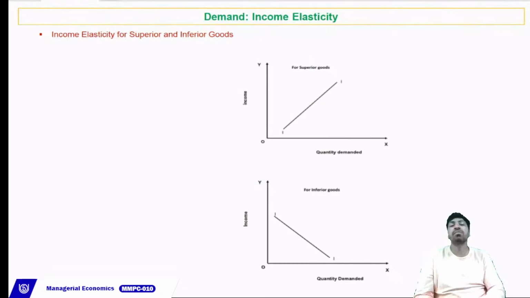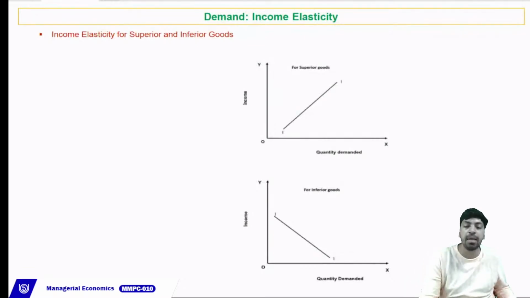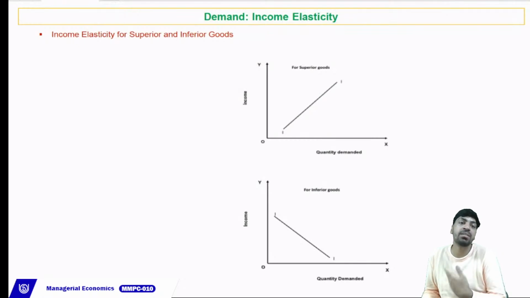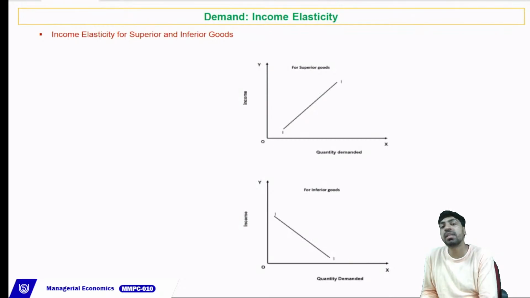Superior goods have a positive relationship with income, while inferior goods have a negative relationship, because inferior goods are very low in price. If your income is low, you buy inferior goods; if your income is high, you buy superior goods. That's the shapes of the demand curves: in respect of income, superior is positive and inferior is negative.